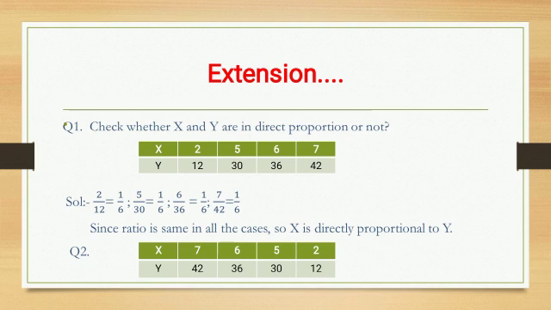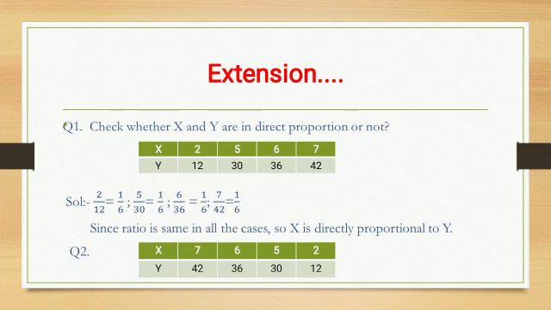So here you can see all the ratios are equal to each other and they are all equal to 1 upon 6, right? If you remember the relation, here the constant of proportionality k is coming out to be 1 upon 6 and it is the same throughout in all the cases. So therefore we can say x is directly proportional to y. That is the solution for the given question.